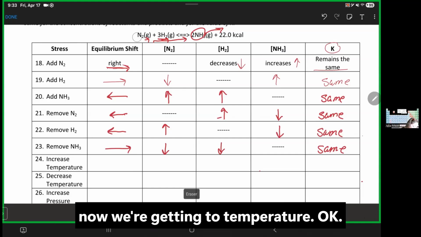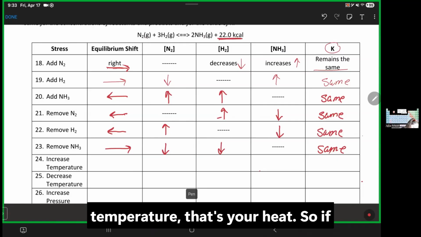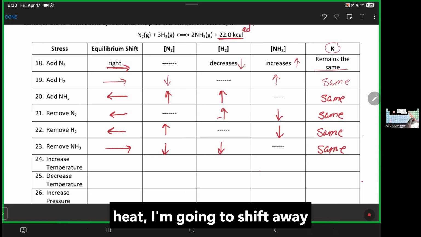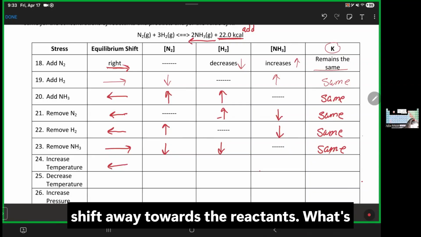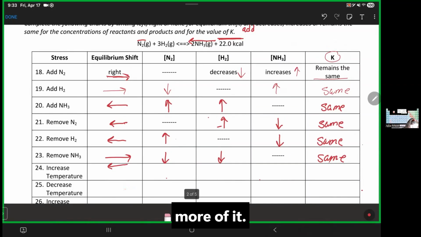Okay, so now we're getting to temperature. Remember, this right here is temperature, that's your heat. So if I increase heat, if I add heat, I'm going to shift away from it. So we're going to shift away, towards the reactants. What's that going to do to my nitrogen? I'll make more of it.